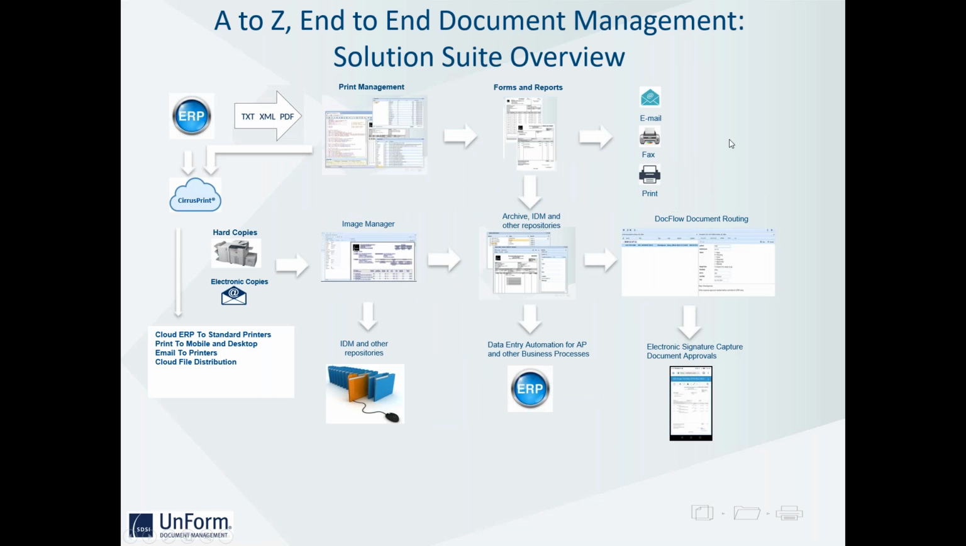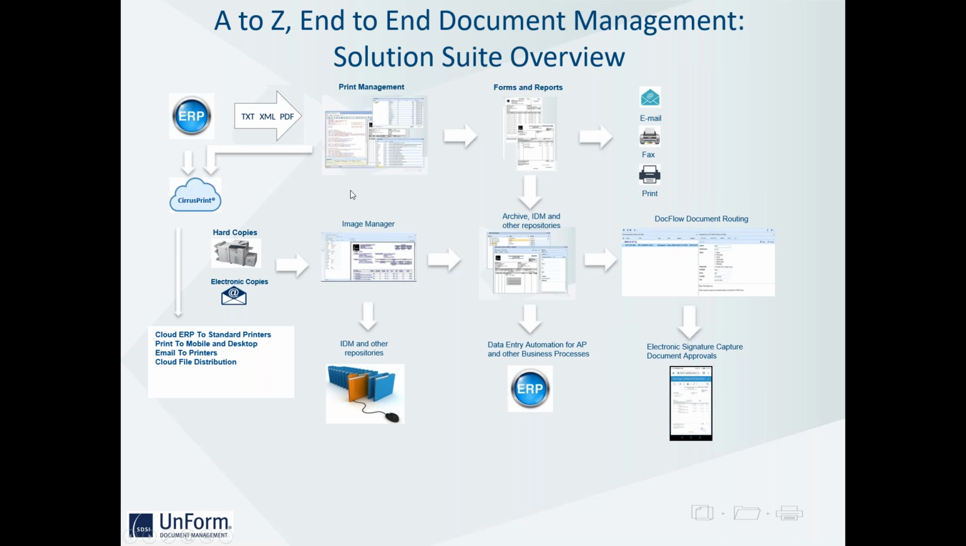I think there's probably a good many of you on this call that are already using our print management solution to create forms and reports. And those forms and reports can be automatically delivered a variety of ways, but they're also pushed into our archive as they're generated. As the documents are generated by UnForm, we automatically push them into archive. What we're going to look at today too is the ability to also push those forms directly into IDM and other repositories as well. But the focus is going to be on getting those forms directly into IDM as they print.